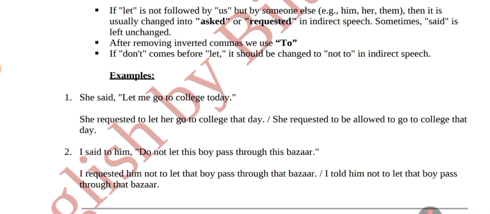Okay, let's understand with the examples. She said, let me go to college today. Then let is followed by me. Then we will change our reporting verb into requested or asked. She requested to, we will remove our inverted commas, and we will not change our let. We write let as it is, and after that me is the first person, changed with she. Me is the objective form, she's objective form is her, and after that the remaining part, go to college, and today converts into that day.